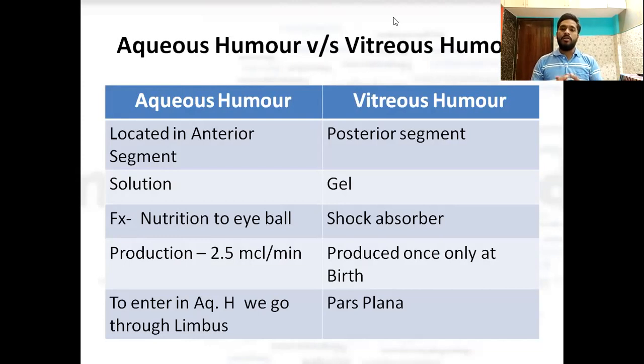Now, if we want to collect some aqueous humor, we usually go through the limbus. What is the limbus? I told you that the outermost part of the eye consists of 1/6 cornea and 5/6 sclera. The junction between them is known as the limbus. Whereas if we want to go into the vitreous humor, we enter directly through the pars plana.